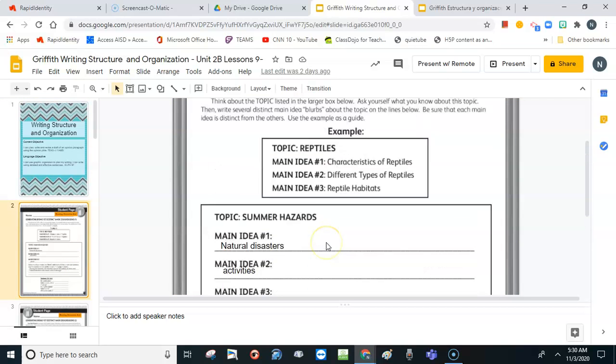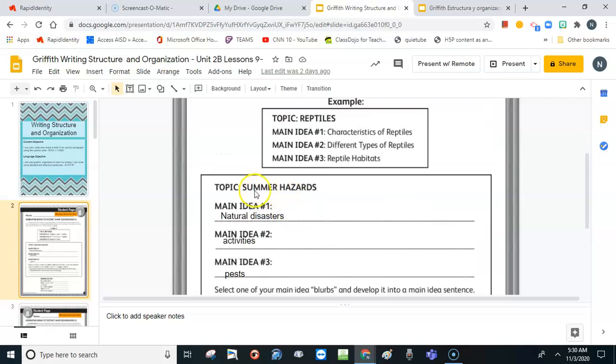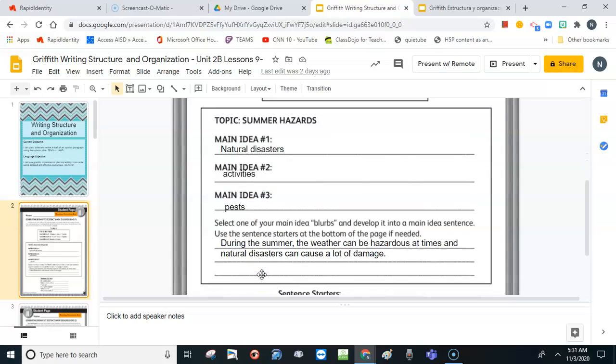Just as a reminder, yesterday the topic that we had was summer hazards. We came up with a list of everything we know about summer hazards, and then we made blurbs for sorting those summer hazards, and we came up with 3 blurbs, which we listed here as the main ideas. Main idea 1, natural disaster. Main idea 2, activities. Main idea 3, pests.